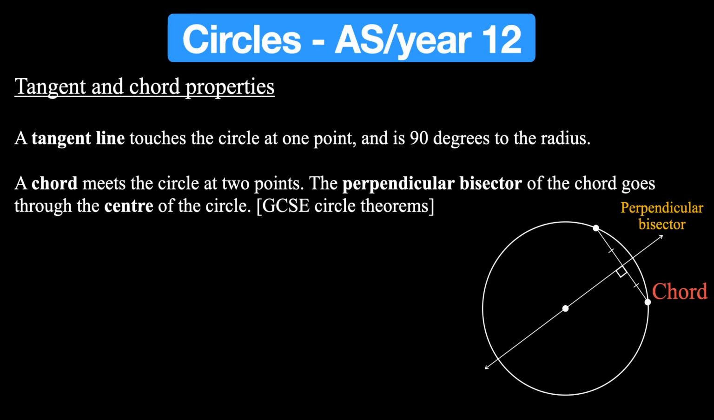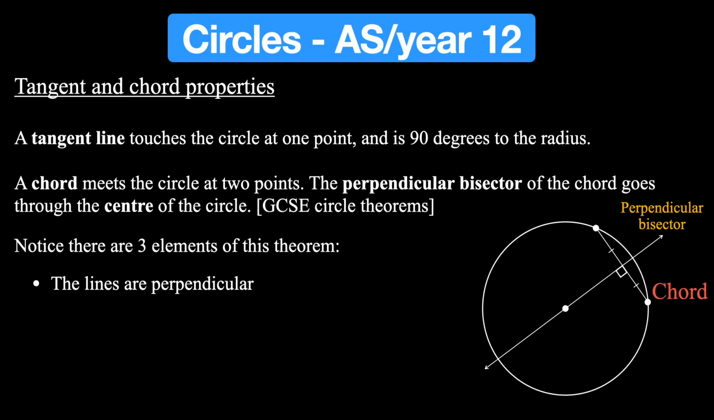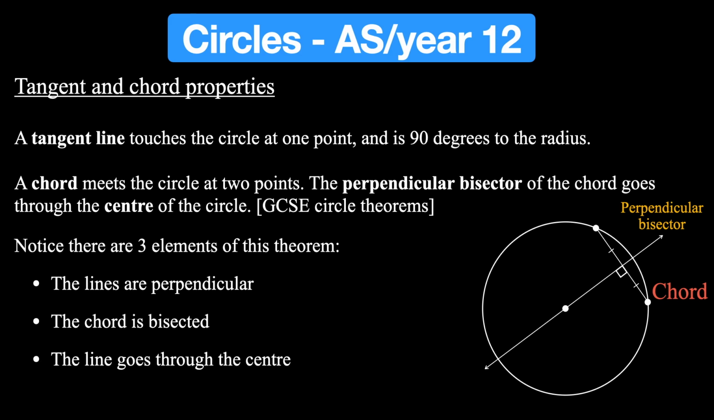Now notice there are three elements of this theorem. There is the fact that the lines are perpendicular. There's the fact that the chord is bisected, and that the line goes through the center. Now you only need two of those elements to conclude that the third is true. So if you have two of the elements, you can fill in the third.